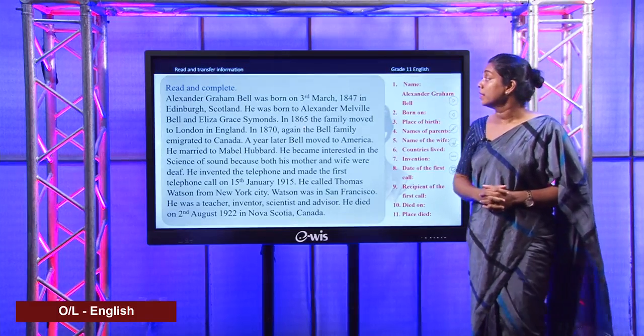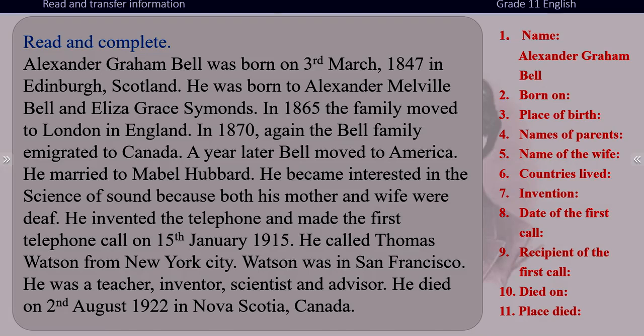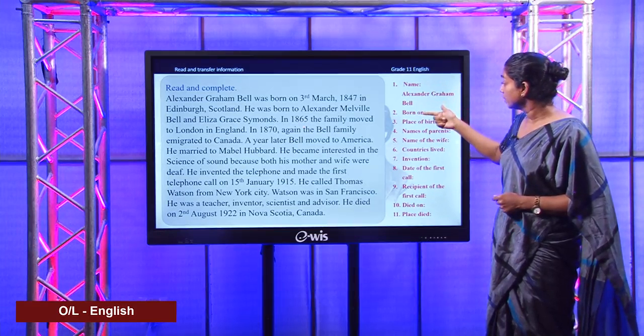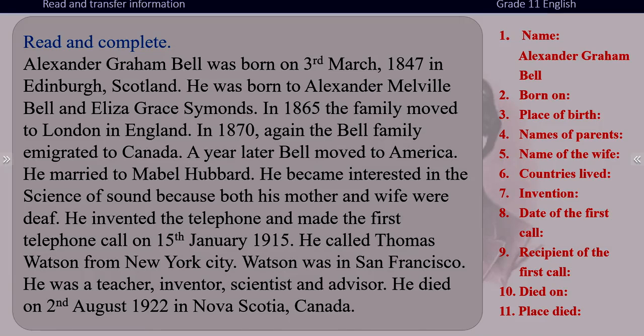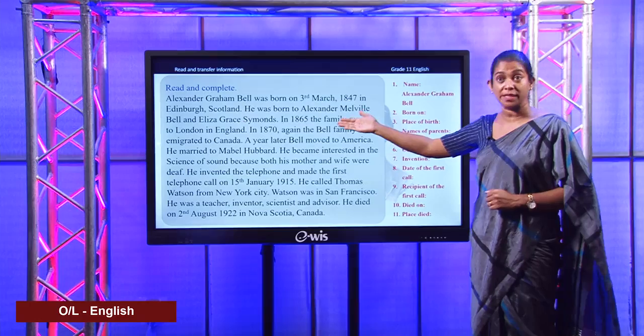Here you find a simple, short biography about Alexander Graham Bell. On one side, you see the summary of the character. By reading the paragraph, you have to find the information about Alexander Graham Bell. You need to find the name, the date of birth, the place of birth, names of parents, name of the wife, countries lived, invention, date of the first call, recipient of the first call, the date and the place of his death. As you have copied the numbers in your notebook, let's read the passage once.